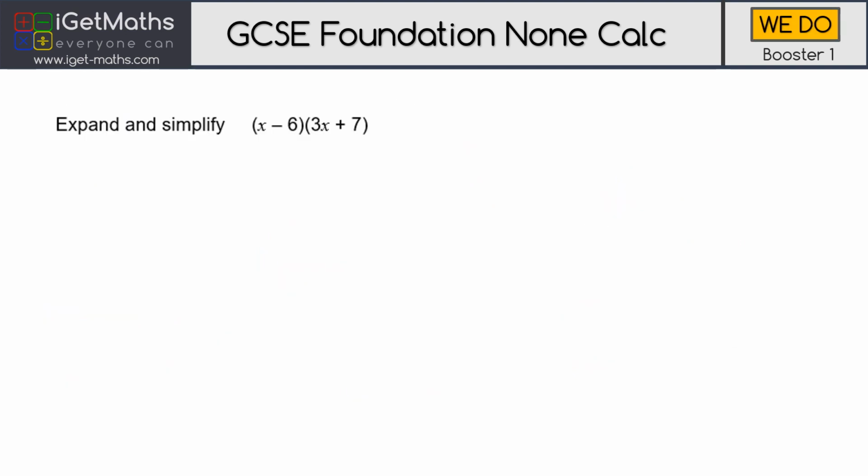Okay, so expand and simplify. So we've got a double bracket, so we're going to expand this out. Start with the x and do x times 3x, and that'll give us 3x squared. x times 7 gives us positive 7x. And now we're going to do the minus 6 times 3x. So minus 6 times 3x gives us minus 18x. And minus 6 times 7 gives us minus 42.